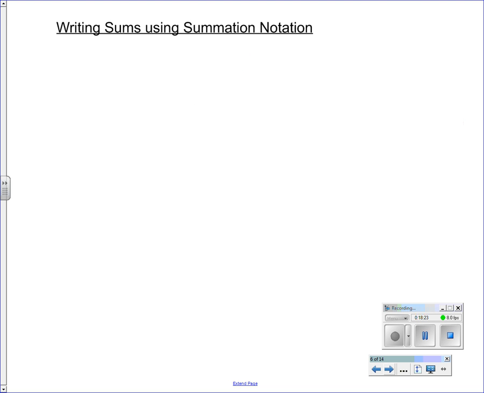And last thing we're going to do is work the other way. We're going to take a sum that's expanded and rewrite it using our summation notation. So first example, I have a sum 1 to the third plus 2 to the third plus 3 to the third, 4 to the third, keep going, all the way up to 7 to the third. I'm going to write that using our summation notation.